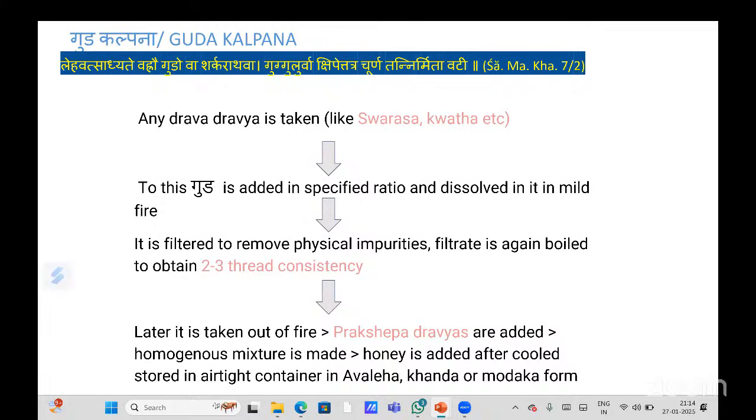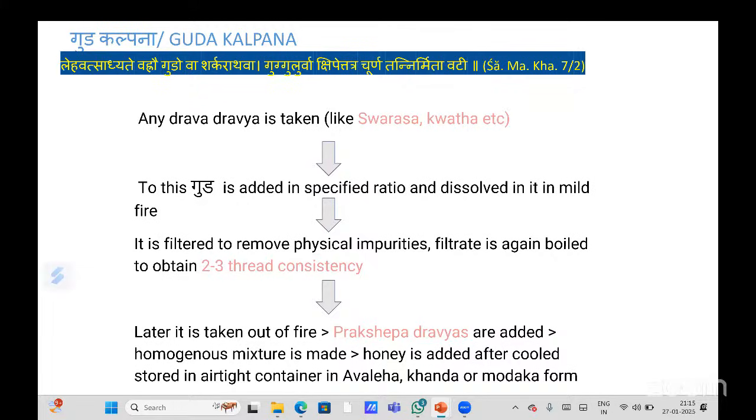Lehavat sadhayed vahnau gudo va sharkaraathava. So any dravya is taken, like it may be Swarasa, Kwatha. These are the pre-preparation to Guda Kalpanas. Okay. So to that you are going to add Guda, which is in a specified ratio and dissolved in a Mridu Agni. Okay. Agni should be Mridu. So it is filtered again to remove physical impurities, filtrate it again, boil to obtain 2 to 3 thread consistency.